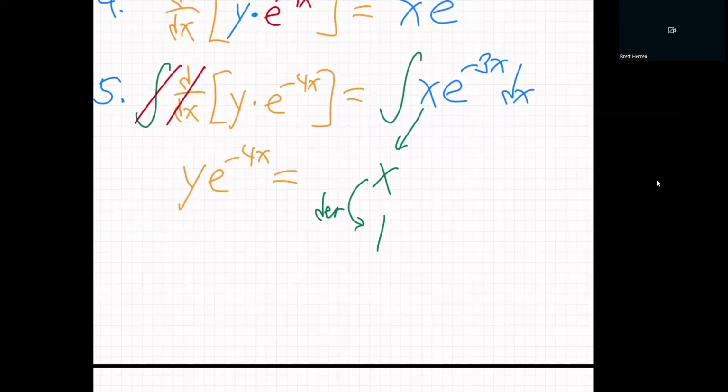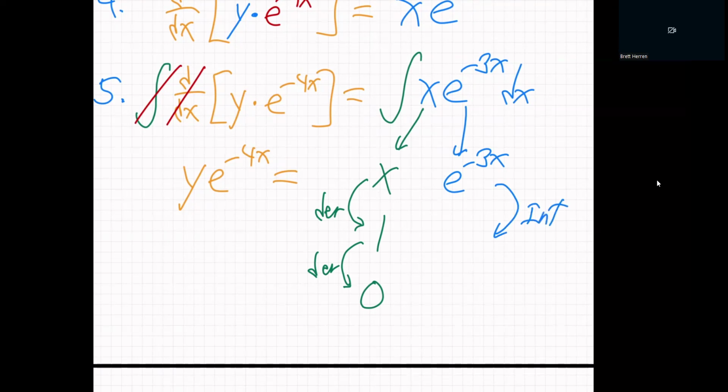What's the derivative of x? 1. And I'll go derivative, and it's 0. Remember, you keep going until you get 0. And on the other side, e to the minus 3x, what am I going to do? Integrate, right? What's the integral of that? It's going to be minus 1/3 e to the minus 3x.